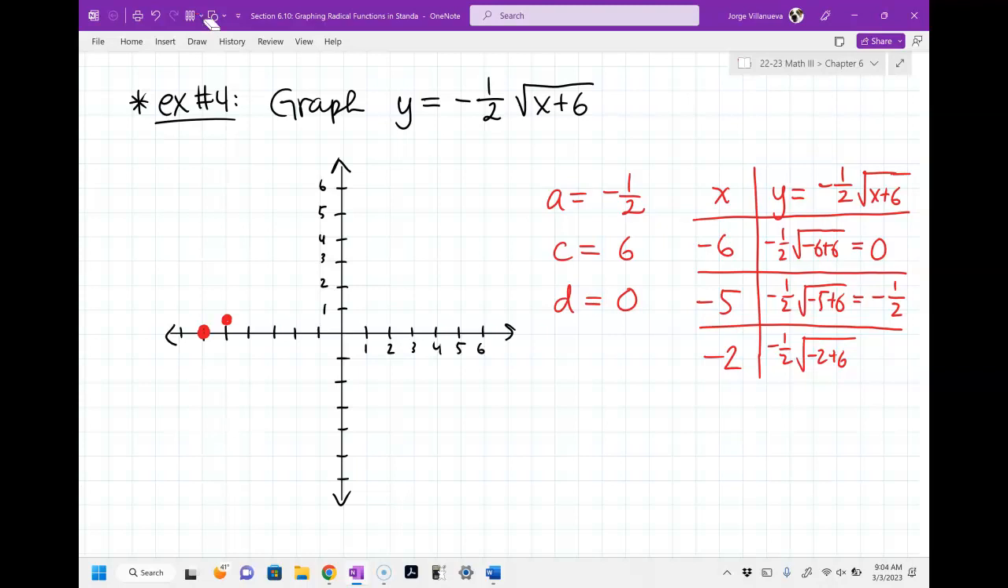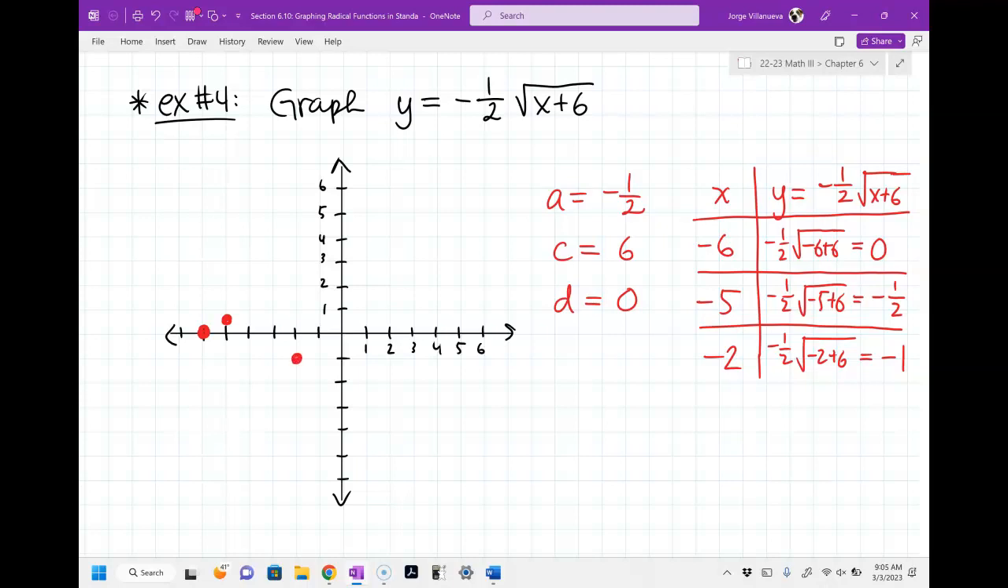Oh, wait a minute. I just realized. Well, let's calculate this, and then I'm going to fix something. I don't know if somebody else saw it. What's my answer for the bottom at negative 2? It's equal to... Remember, negative 2 plus 6 is 4. The square root of 4, 2. What's 2 times negative half? What's half of 2? 1. And make it negative? Negative 1. So, negative 2, negative 1.